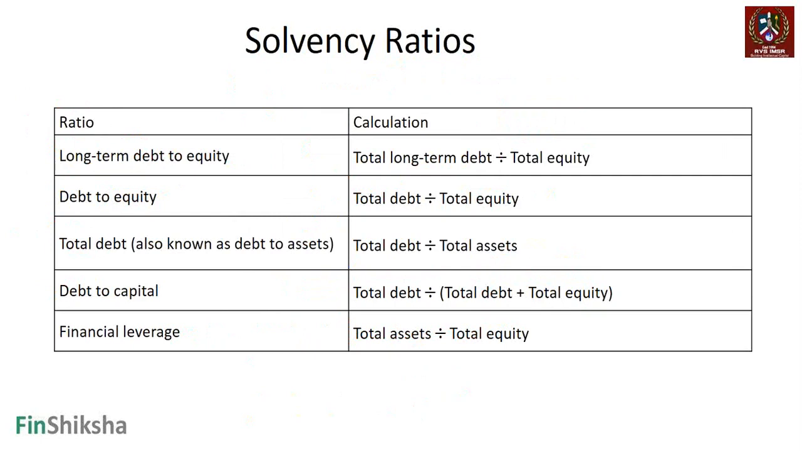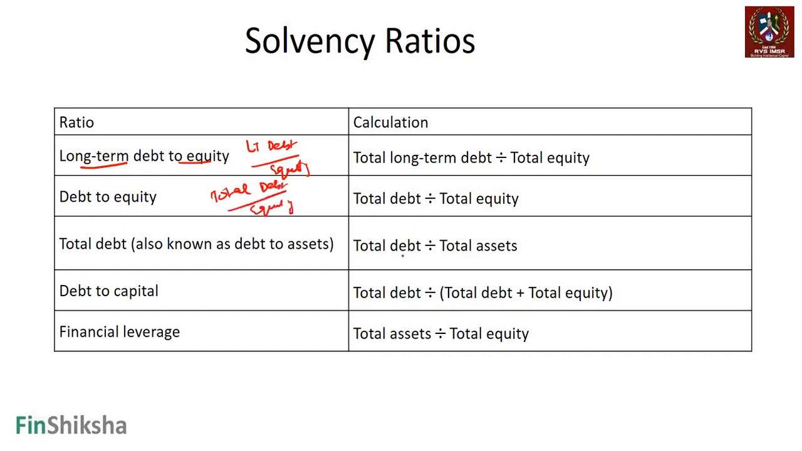The next set of ratios is something called the solvency ratios. Now, what do we mean by solvency ratios? This is basically going to talk about how much debt a company has, right? So how much debt a company has versus its equity or total capital. So long-term debt to equity ratio will take long-term debt divided by the equity. Then you will take total debt divided by the equity.